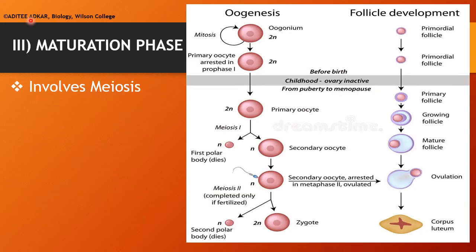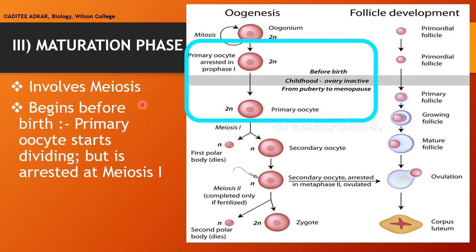The last phase of oogenesis is the maturation phase. It involves meiotic type of cell division. This phase also begins before the birth of the female. In this phase, the diploid primary oocyte starts dividing by the process of meiosis, but this division is immediately arrested at meiosis 1 stage itself.